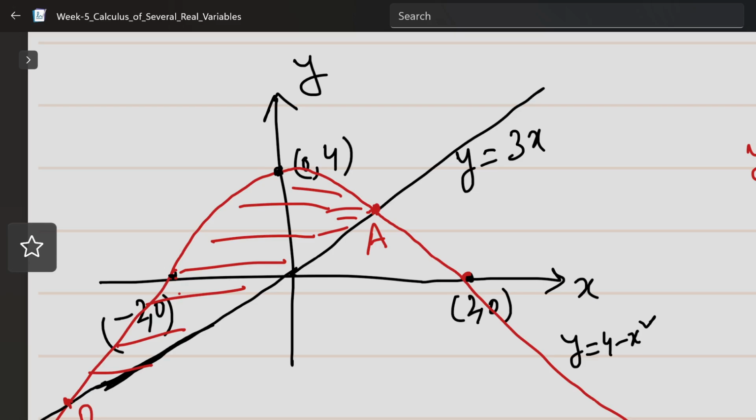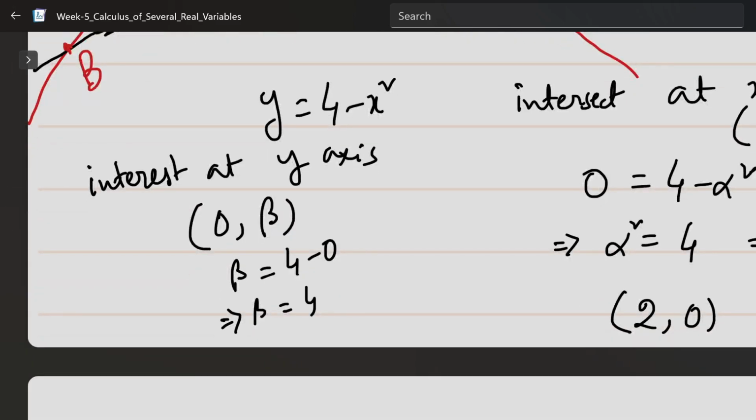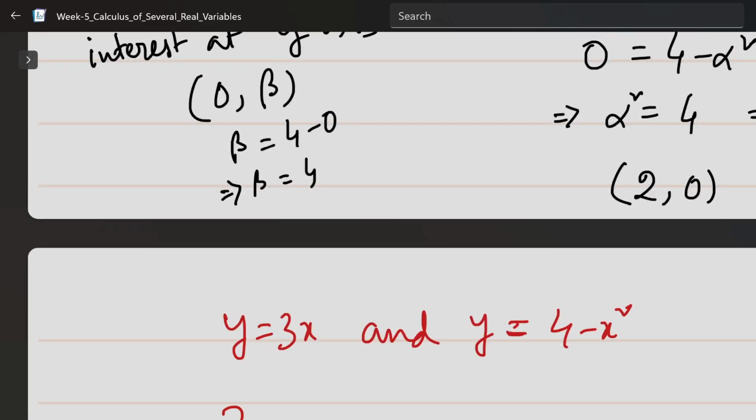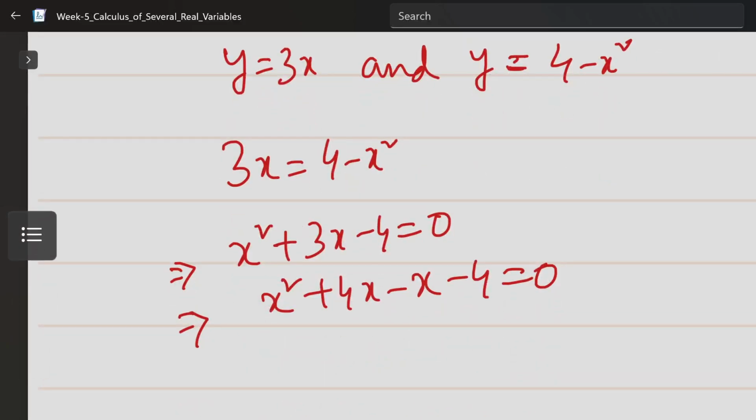So what is A? Let me calculate. To find this intersecting point, y equal to 3x and y equal to 4 minus x square, at A and B both will be equal, right? So 3x equals 4 minus x square. That means x square plus 3x minus 4 is 0, right? That means x square plus 4x minus x minus 4 is 0. That means x is 4 and something. Correct?